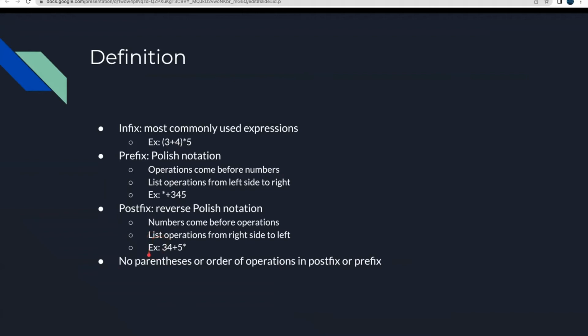Usually the leftmost is a number or variable in that case. Since it solves from right to left, numbers come before operators. Operations are listed from right to left. And in both of these, no parentheses or order of operations are present, so they're written in a way in which it's going to be obvious the order you solve the expressions in.